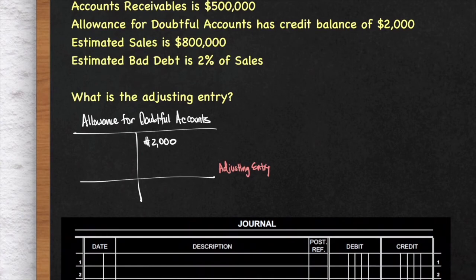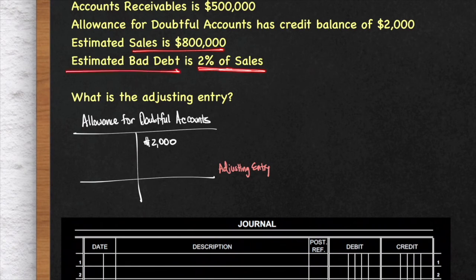So there's my T account. There's my existing $2,000 credit. This is based on sales, so it's a really easy calculation. The estimated sales right now is $800,000.